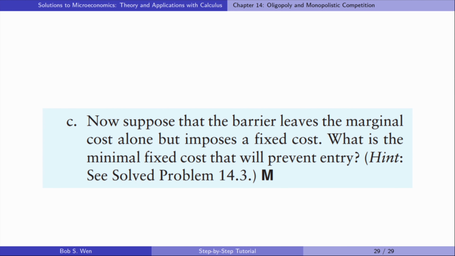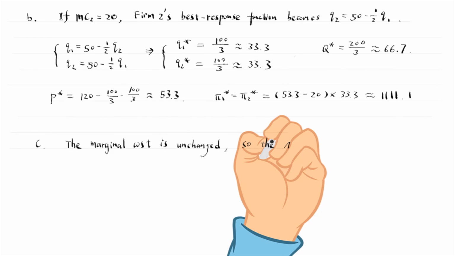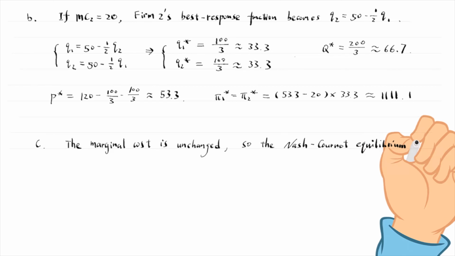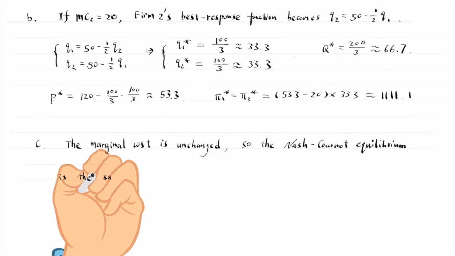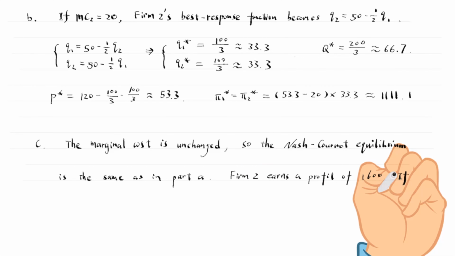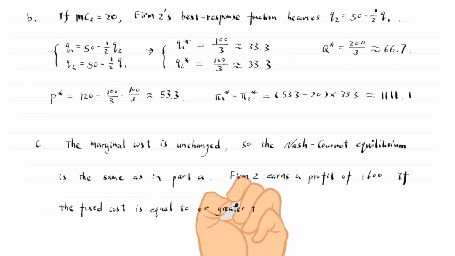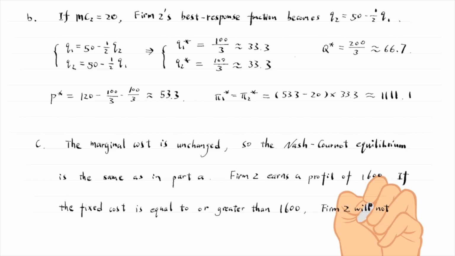In Part C, now suppose that the barrier leaves the marginal cost alone but imposes a fixed cost. What is the minimum fixed cost that will prevent entry? The marginal cost is unchanged, so the Nash-Cournot equilibrium is the same as in Part A. Firm 2 earns a profit of 1600. If the fixed cost is equal to or greater than 1600, Firm 2 will not enter the market.